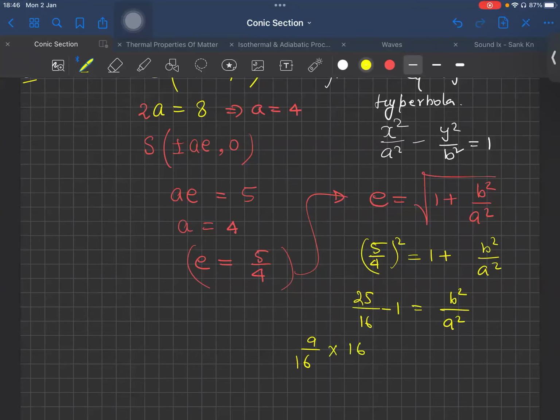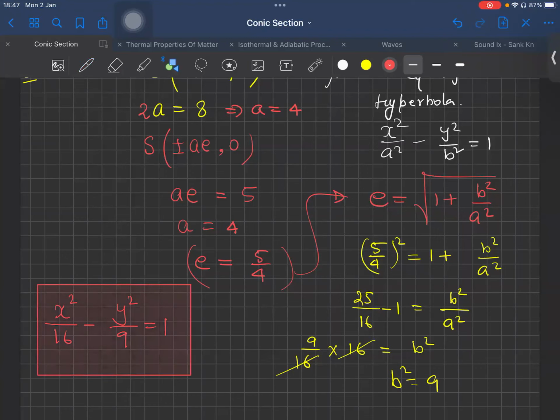A square is how much? 16 is equal to B square. 16 cancelled. B will be equal to plus or minus 3. Or so equation of hyperbola will become what? That means B square you are getting 9, right? B square will be equal to 9. So equation of hyperbola will be x square upon 16 minus y square upon 9 is equal to 1.